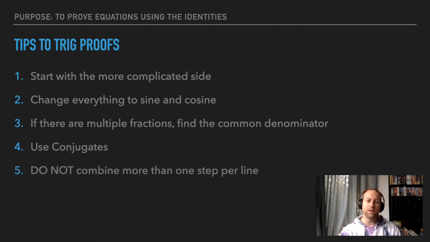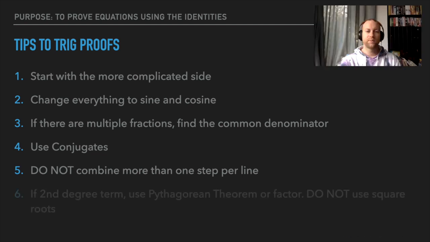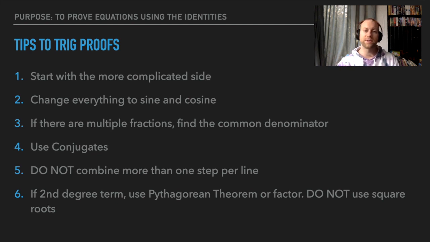Do not combine more than one step per line. So do not try and do two things at once. It'll just make things a little bit more complicated. And if you have a second degree term, what I mean by that is something squared or something cubed, use the Pythagorean theorem or factor it, so you can factor stuff out. Do not use the square root. The square root is nowhere in any of the identities. It's really not going to help you. So do not use square roots when you're solving these. Use the Pythagorean theorem. If you don't remember what that is, check your formula sheet, or you'll see it a little bit today.